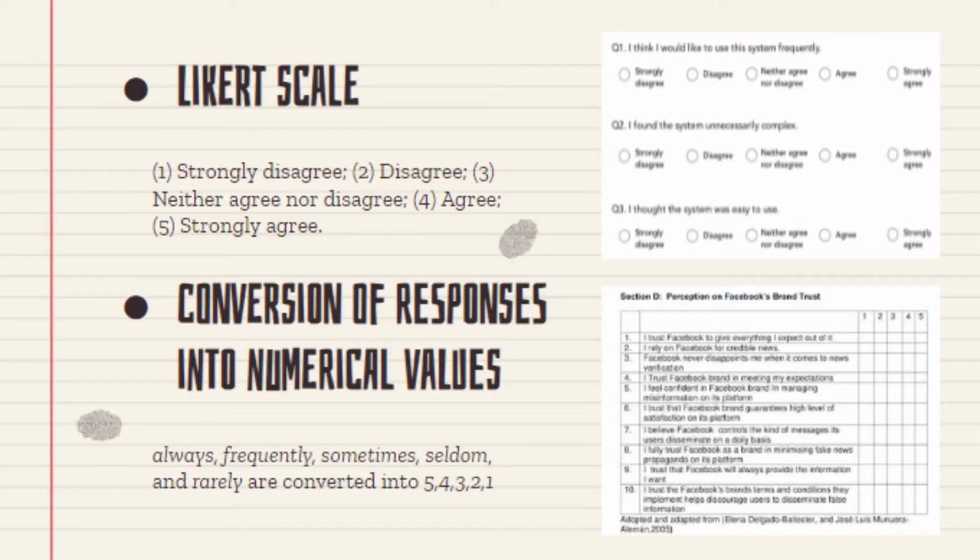In a quantitative study, a questionnaire typically uses a scale, and one example of this is a Likert scale. It uses ratings to indicate participants' level of agreement with specific statements. Another approach in questionnaires is the conversion of responses into numerical values. An example of this is when terms denoting frequency such as always, frequently, sometimes, seldom, and rarely are converted into numbers 5, 4, 3, 2, and 1.